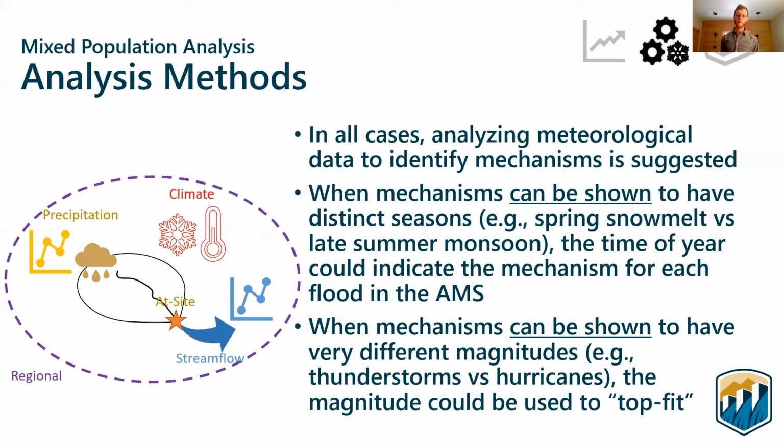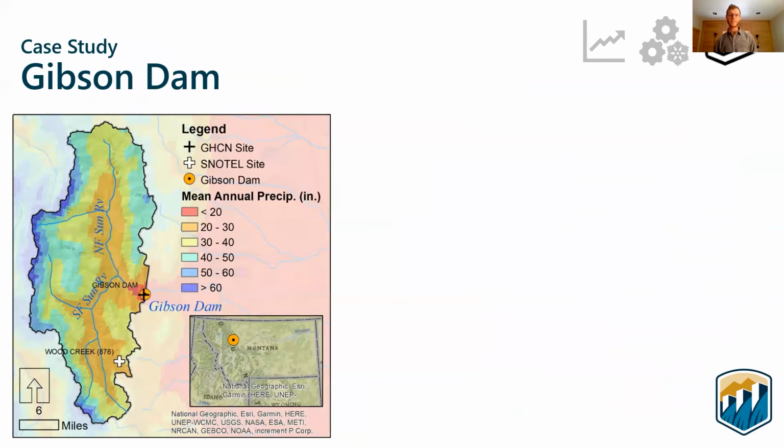Alternatively, if it can be shown that the two mechanisms have very different magnitudes, perhaps your snowmelt floods are very small and your thunderstorms are very big, then it may also be possible to separate out the mechanisms by magnitude and then fit a distribution to that separated data. So let's walk through an example.